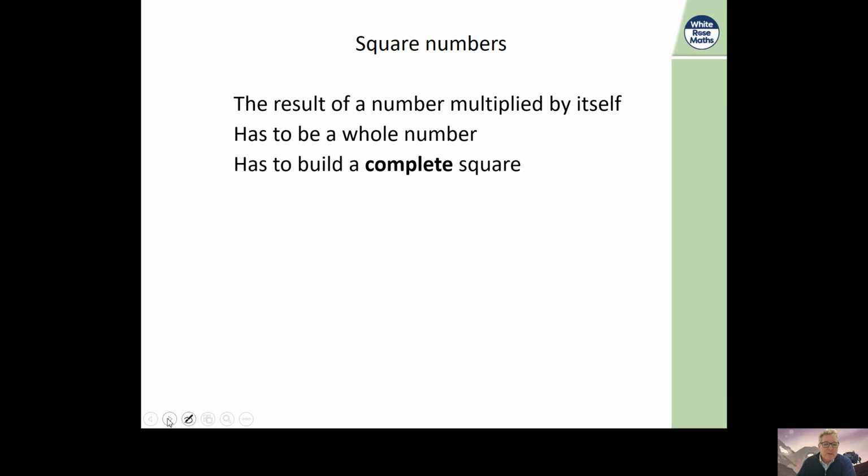It has to be a whole number. I remember us having a discussion around that. I think Harry was questioning whether there were numbers that were decimals that could be squared numbers. So we're saying they have to be a whole number, and it has to be a complete square. So not just the perimeter of the square, but the internal part of the square as well.